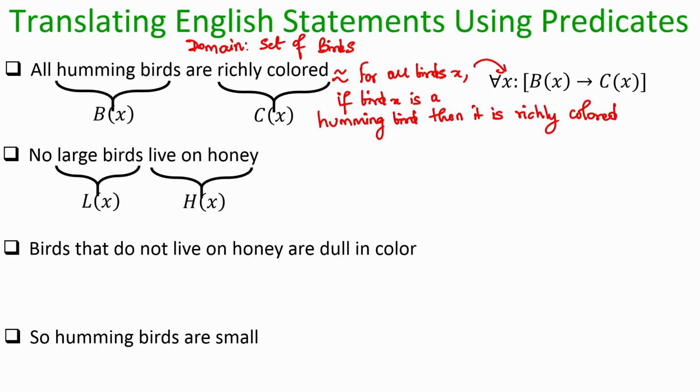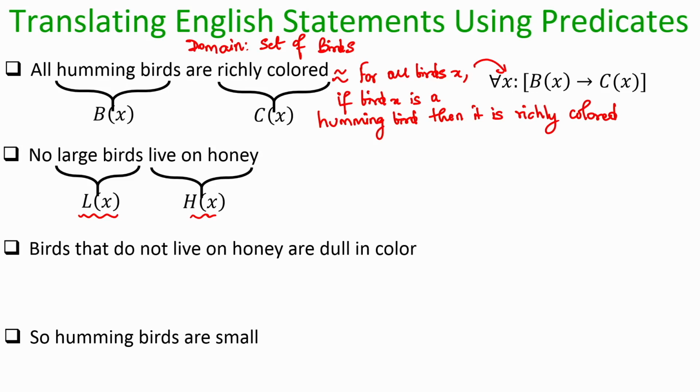The second statement is no large birds live on honey. So, I have to introduce a predicate L of x, where L of x will be true if and only if the bird x is a large bird, and my predicate H of x will be true if and only if the bird x lives on honey.